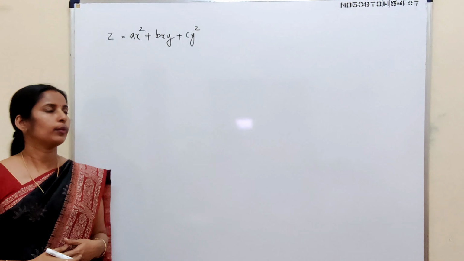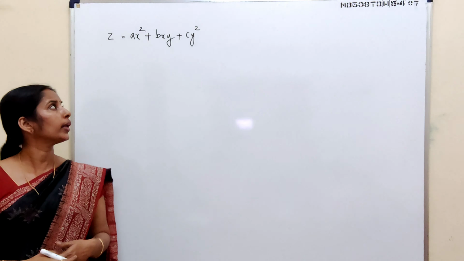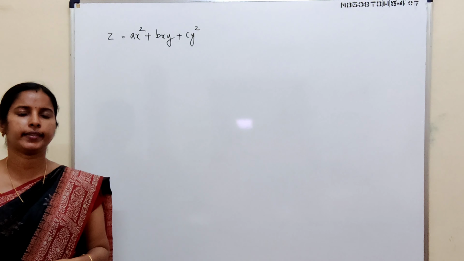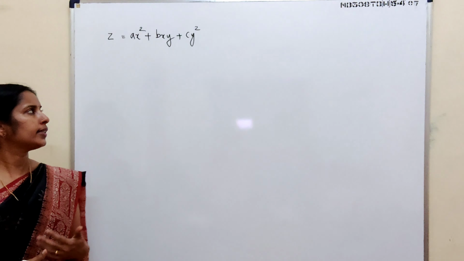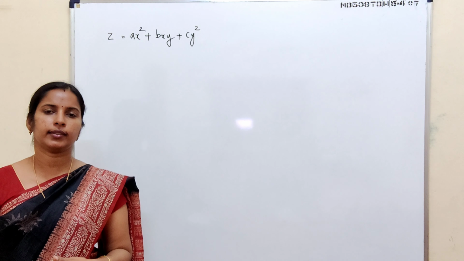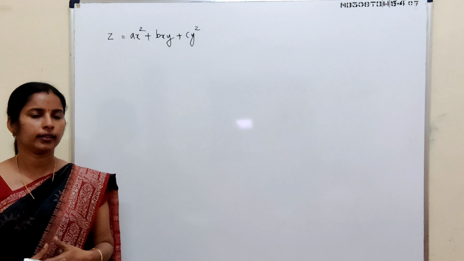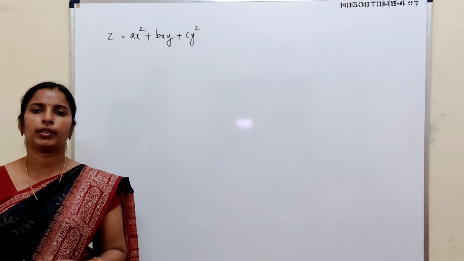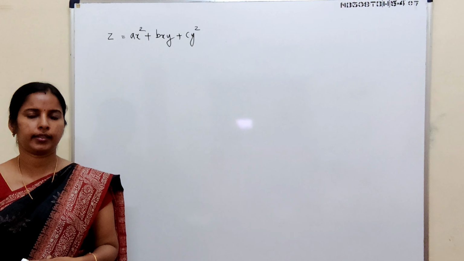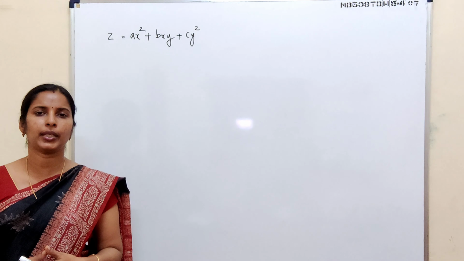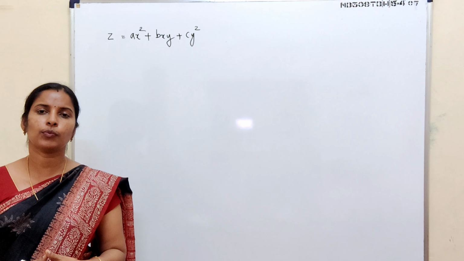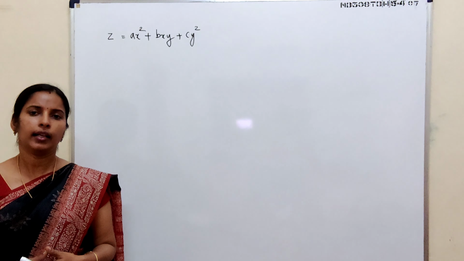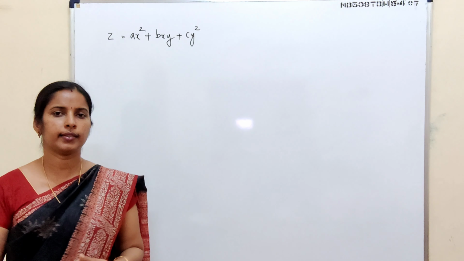Form a partial differential equation from z equal to ax square plus bxy plus cy square. See, this is very different from all the previous ones because here z contains 3 arbitrary constants a, b and c. So for making a partial differential equation, we have to eliminate these 3 arbitrary constants. Let me make a partial differential equation from z.